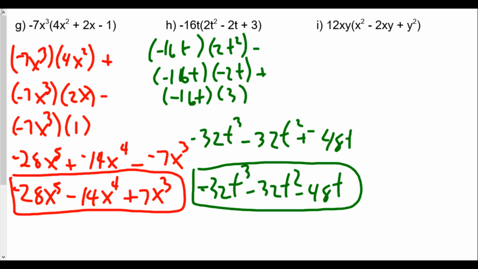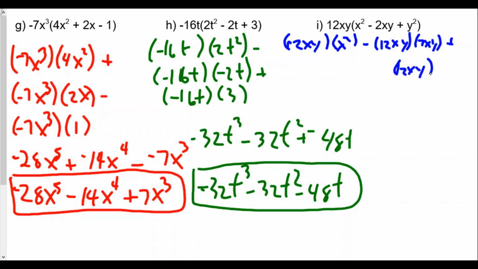All right, so we're multiplying here. We'll do 12xy times x squared minus 12xy times 2xy plus 12xy times y squared. So we multiply 12xy times x squared, we're going to get 12x to the third times y.